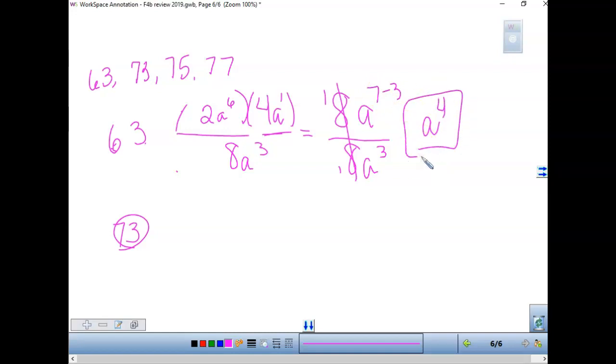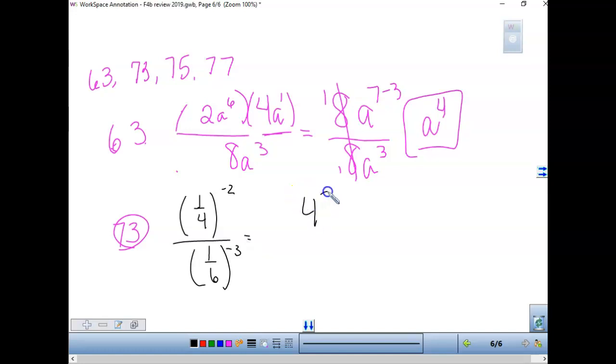Okay. So the key thing is they might start ugly. So when I look at number 73, you won't have one this hard on the test. 1/4 to the -2 divided by 1/6 to the -3. You should have left yours up also when we were doing that one. So as we are looking at this, what's the reciprocal of 1/4? 4 to the second. What's the reciprocal of 1/6? 6 to the third. Don't make it harder than you have to. You don't have to do the reciprocal of the whole big fraction thing, right?